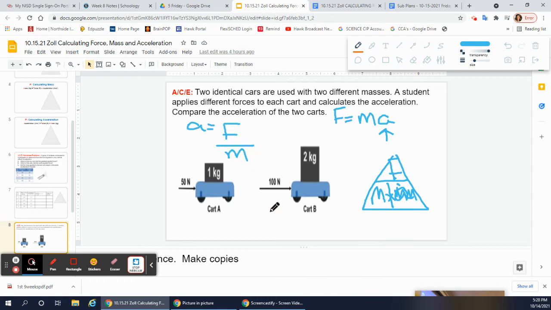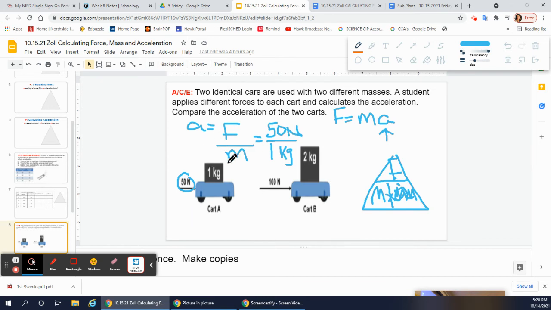Okay, so now that I have my formula, I just simply plug in my numbers. For cart A, my force being applied is 50, so you want to plug that in for your F. And remember, that's always measured in newtons. Your forces are measured in newtons. You've got to have those units. The mass of my cart is 1 kilogram. So pretty easy: 50 newtons divided by 1 kilogram.